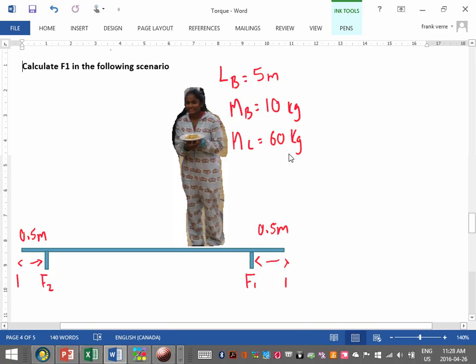Now, we're going to calculate F1 and F2. Do you think they're going to be the same? Because you'd be like, well, why can't we just take the mass of the girl and the mass of the beam, and we have our downwards force, and then the other two forces have to be equivalent up, so why can't we just make them the same?